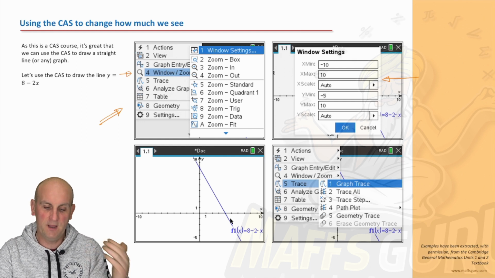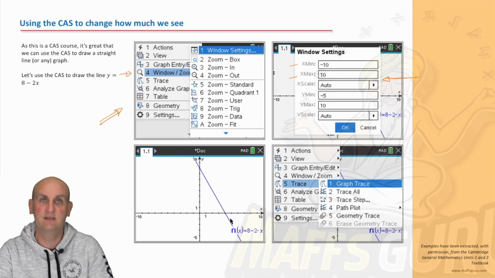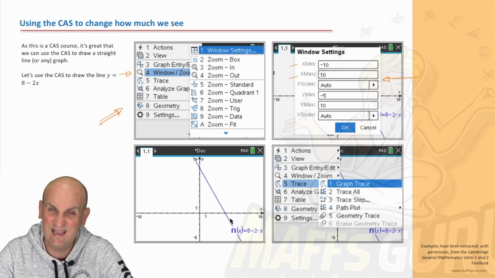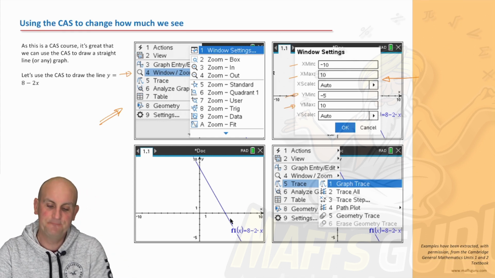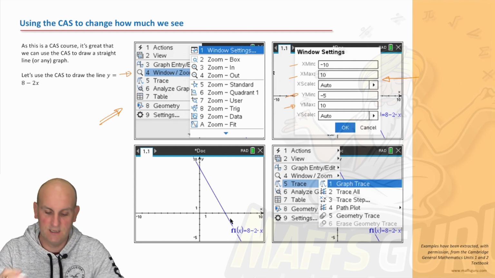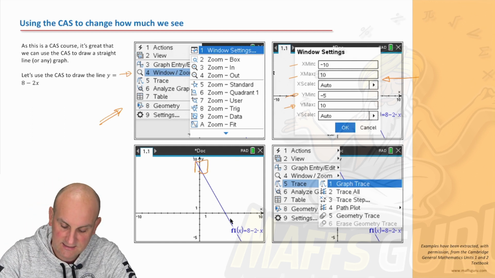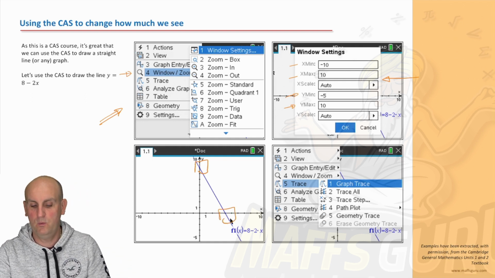I said, well, you know what? I want it to go from minus 10 to 10. So you'll notice it's got x min and x max. That's basically the minimum value and the maximum value on the x-axis. Scaling, leave it alone. Y min 5 and Y max 10. And then I hit OK, and what do you notice? It's now more centered. But more importantly, I can see where it crosses my x-axis and my y-axis, and they become really, really important to me.